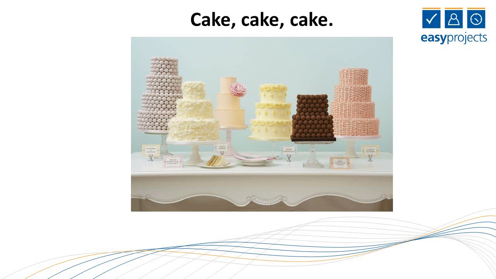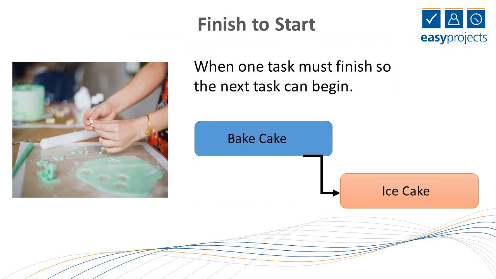The first type of dependency that we want to talk about is called finish to start. This is the most common type of dependency, and it is the default dependency for most projects. So, let's say we're going to bake a wedding cake. The cake can only be iced after it's been baked. Common sense, right? So that's the first type of dependency.